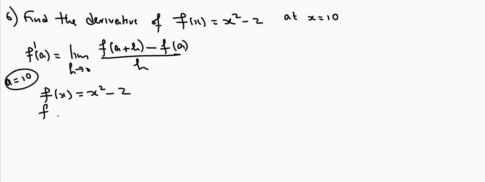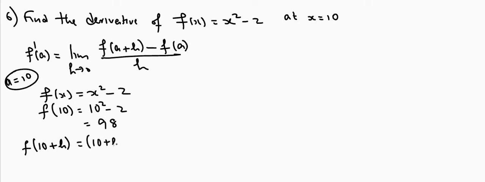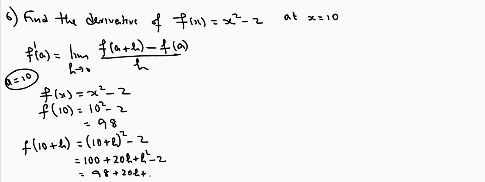The point is a equals 10, so f of a is f of 10, which is equal to 10 square minus 2, we get 98. Next step, f of 10 plus h, which is equal to 10 plus h whole square minus 2, that is 100 plus 20h plus h square minus 2. We get 98 plus 20h plus h square.